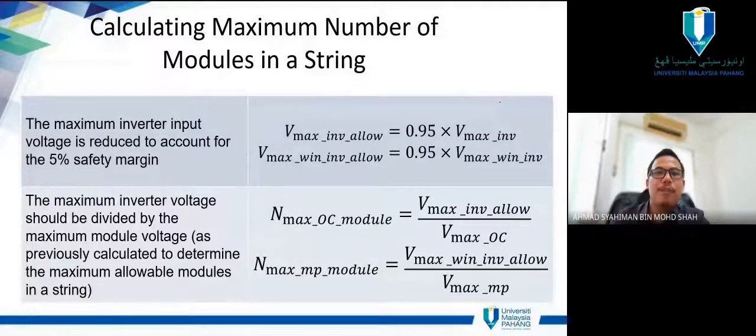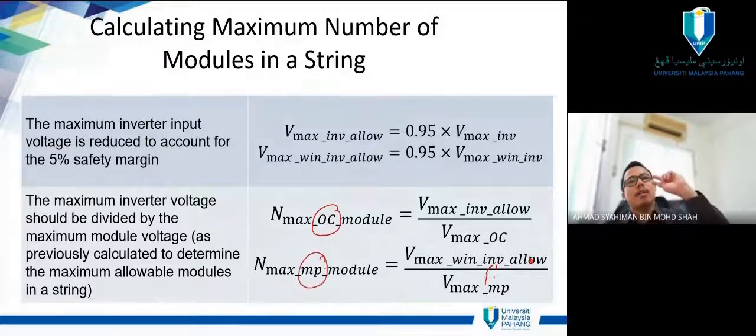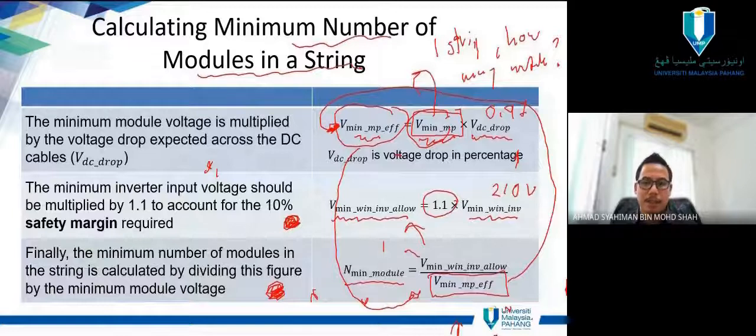Maximum number of modules in a string. Okay, for the maximum number of modules in a string, there are two cases here. The minimum number is the same as before, there is only one. Why does the maximum number have two cases? As I said earlier, we have two values, VOC and VMP. That's why we have two values for the maximum number of modules in a string. For the minimum number we only refer to the V min MP, and only V min MP affects it.